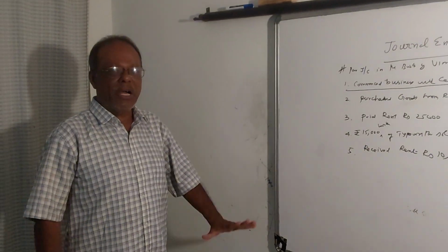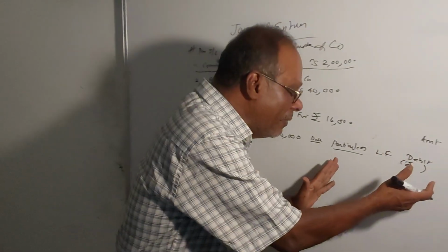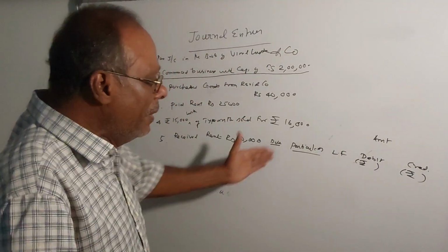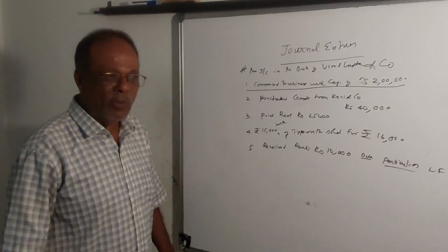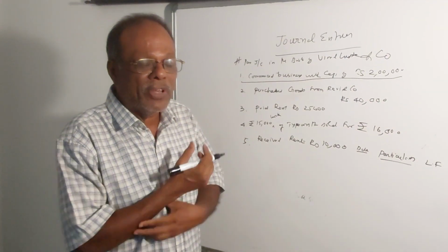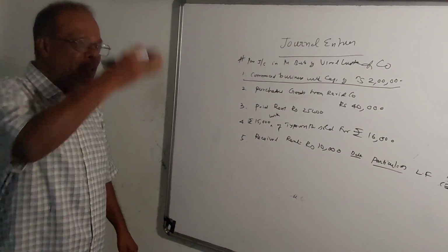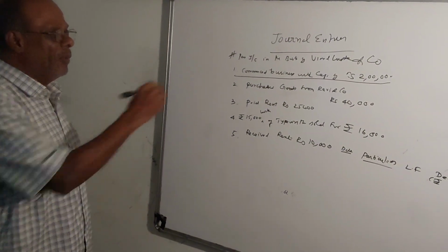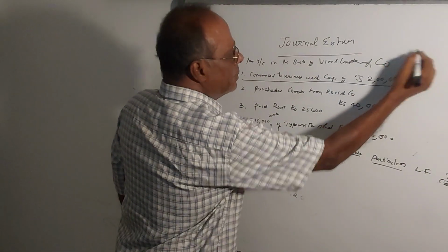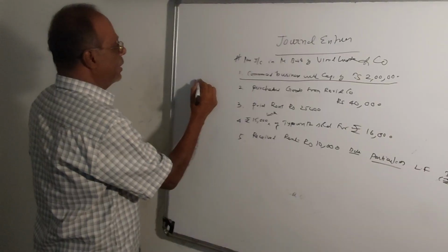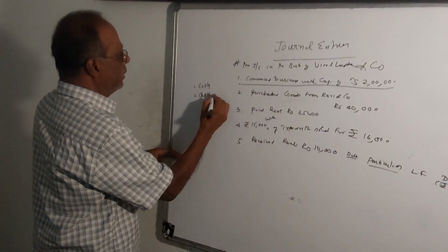Okay, now be ready how sir is passing the transaction. After passing the journal entry only, we have to go this side. This is the format of the journal entries. Okay, first you take commence business with capital of 2 lakhs. Any transaction contains two accounts. So this is in the books of Vimal Gupta. Everything you have to see from the view of Vimal Gupta only. So what are the items in the first transaction? One is cash. Another one is capital. Okay, fine.